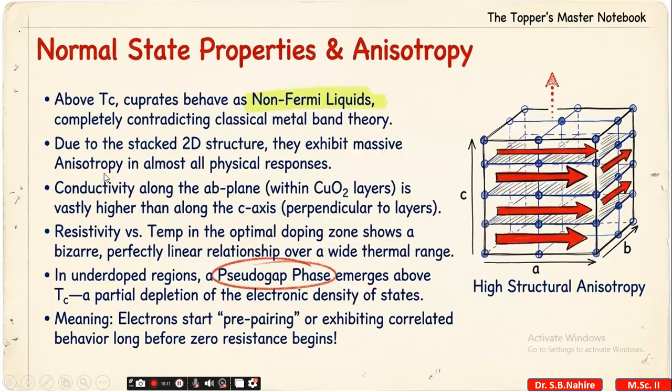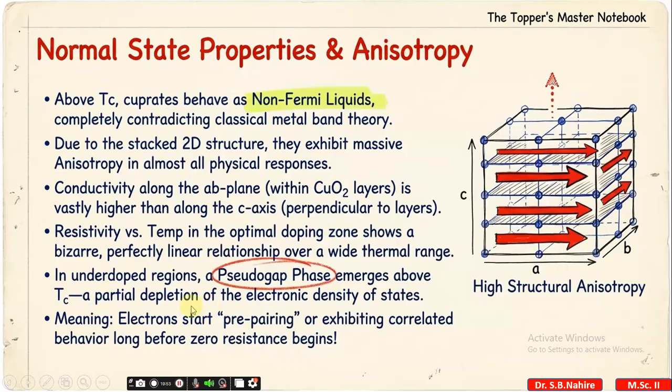Now next concept. Conductivity along the AB plane, that is within the CuO2 layers, is much higher than conductivity along the C-axis, which is perpendicular to the layers. So electrons move easily within the layers but face difficulty moving between the layers. Next point. If we look at resistivity versus temperature, in the optimally doped region, it shows a perfectly linear relationship over a wide range of temperature. This behavior is quite unusual compared to normal metals. Now next important concept. In underdoped regions, a pseudo-gap phase appears above the critical temperature.